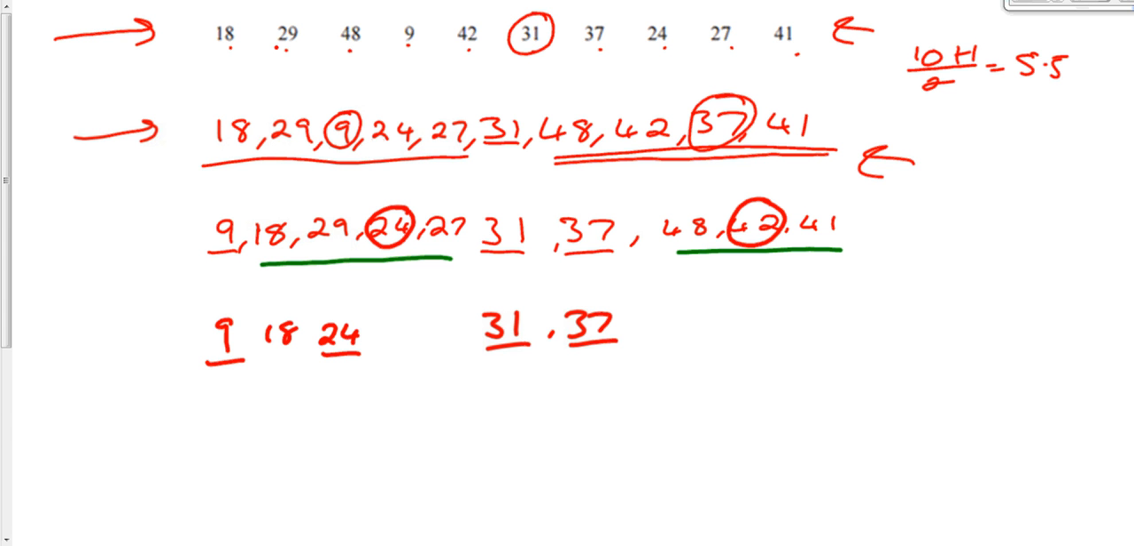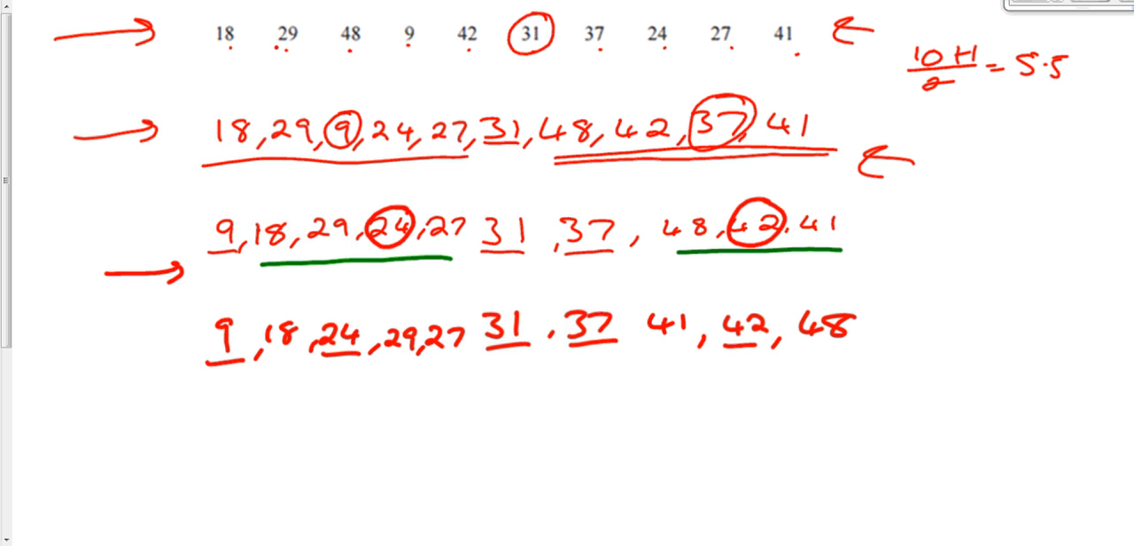So we've got 18, and we've got 29 and 27. So we always read from left to right. Then we've got 42, which we underline because we've already used that pivot, and 41 and 48.